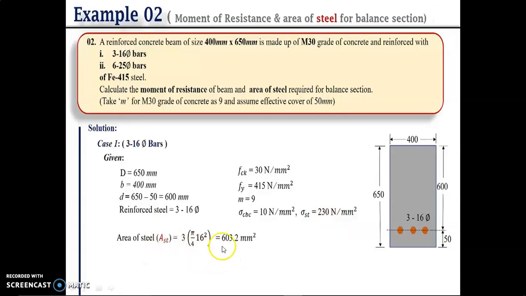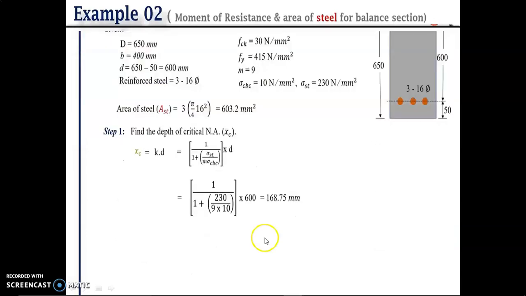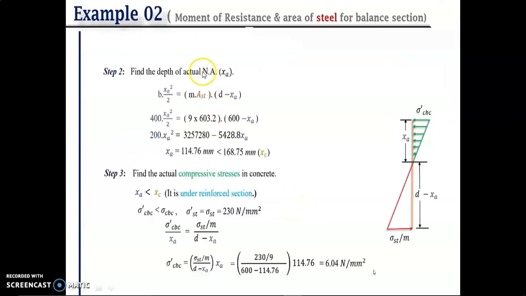Now first we have to find the area. So this is the area, 603.2 mm square. Now we have to find the critical depth and actual depth. Using the formula of critical depth, we find 168.75 mm as the critical depth. In the same way we find the actual depth, and with the help of this formula the actual depth is 114.76 mm. So here we see that Xa is less than Xc. That means our section is an under reinforced section.